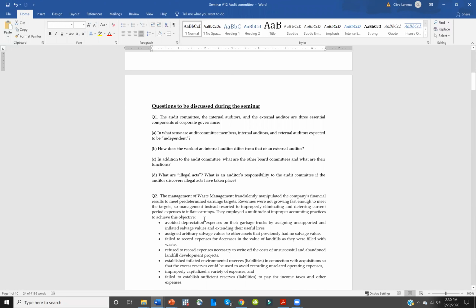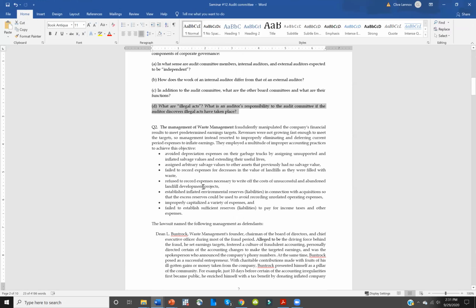Okay, in terms of the questions, question 1 is about the relationship between audit committees, internal auditors, and external auditors. Part A asks, in what sense are they independent? Part B asks, how does the work of an internal auditor differ from that of an external auditor? Part C, in addition to the audit committee, what are the other board committees and what are their functions? And then part D, what are illegal acts and what is the auditor's responsibility if the auditor finds that illegal acts have occurred? So that's question 1.